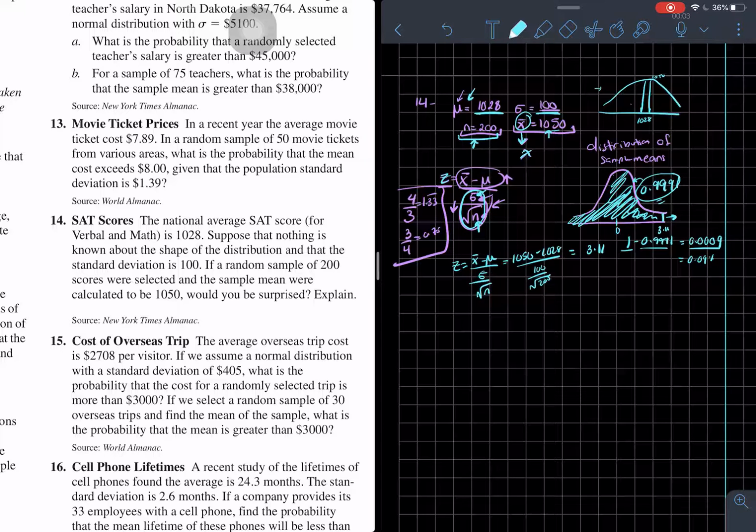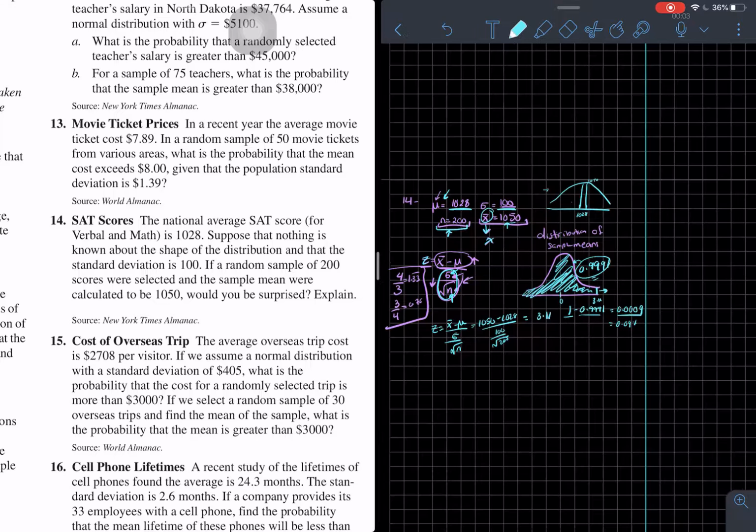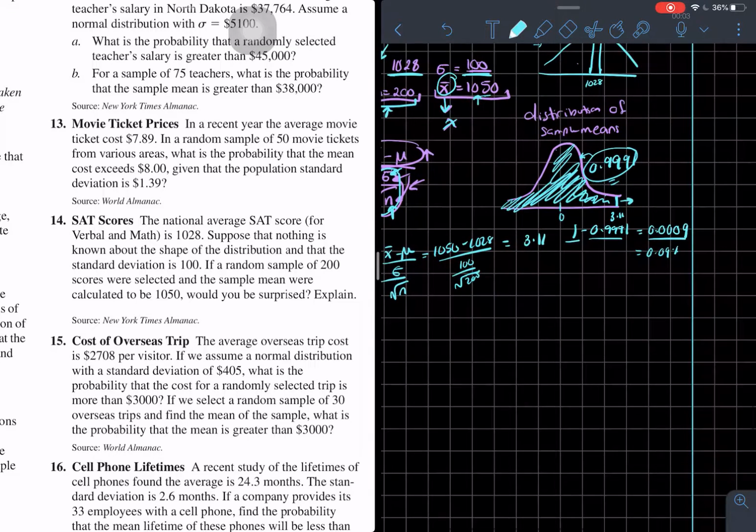But here it's really, really far away, and it's far away with respect to means. You're not supposed to have a sample size that big and get a mean that is this far away from the population mean.